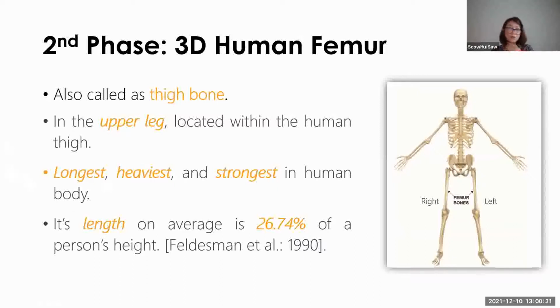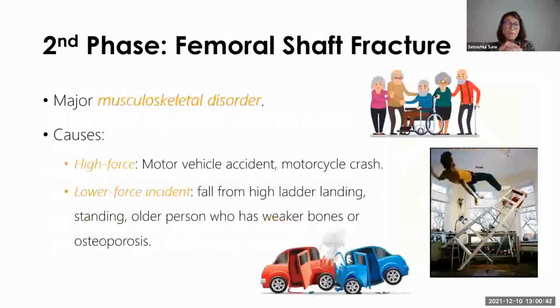And its length on average is 26.74% of a person's height, according to Feldman. Now, there are several possible musculoskeletal disorders, or in other words, a femoral shaft fracture. The causes are due to high force, which can be caused by a motor vehicle accident or motorcycle crash, or also lower force incidents, such as falls from a high ladder, landing, standing, or older people who have weaker bone, or we call this osteoporosis.